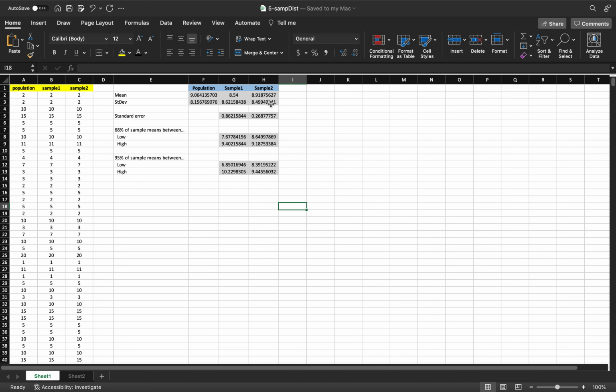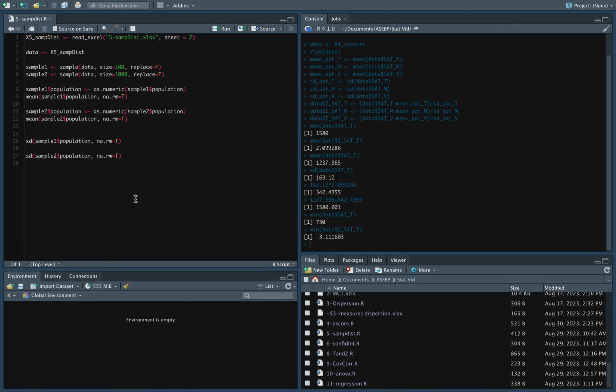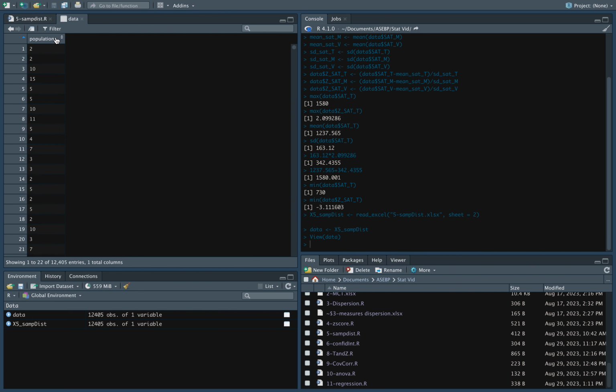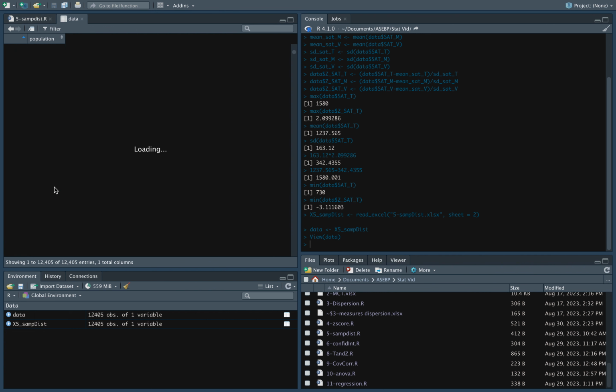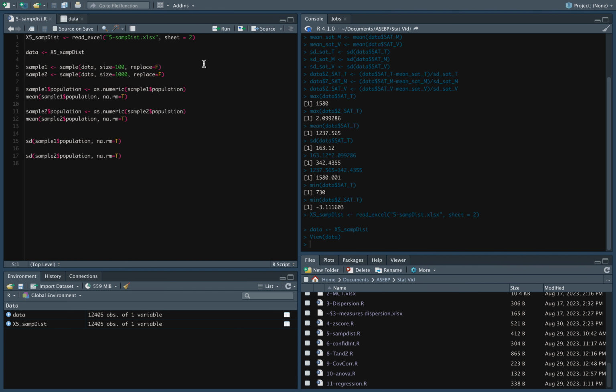Now, R, of course, makes this all a whole lot easier as well. So, in R, we're going to load up our data. And you can see we have the same data set with the population, and from that population we're going to draw a couple of samples. So, in order to draw a sample in R, you use the command sample. And I'm going to store this sample in an object called sample1.